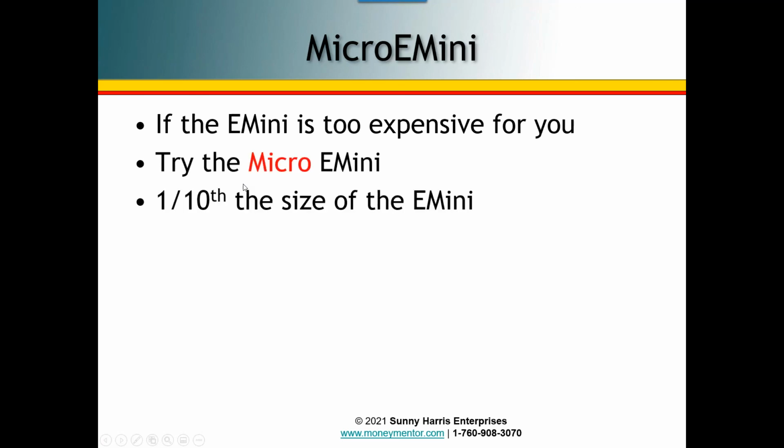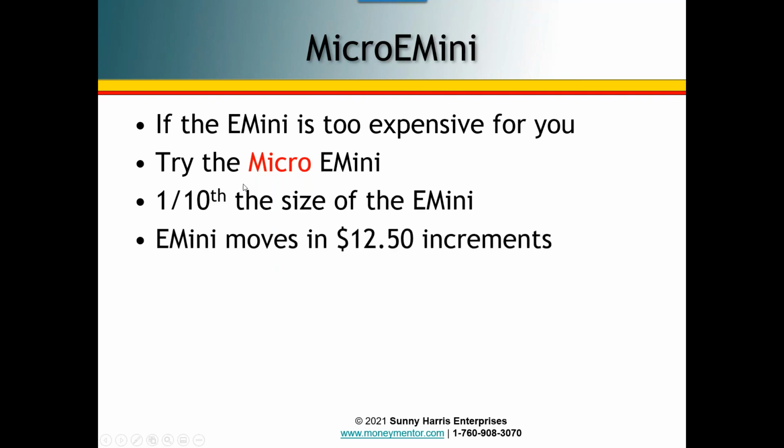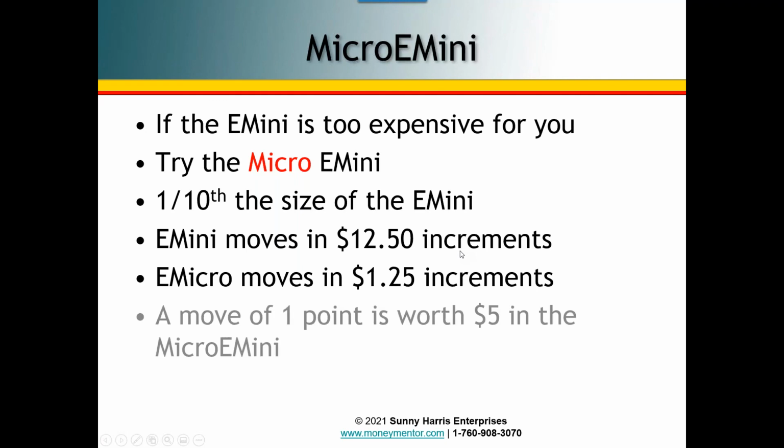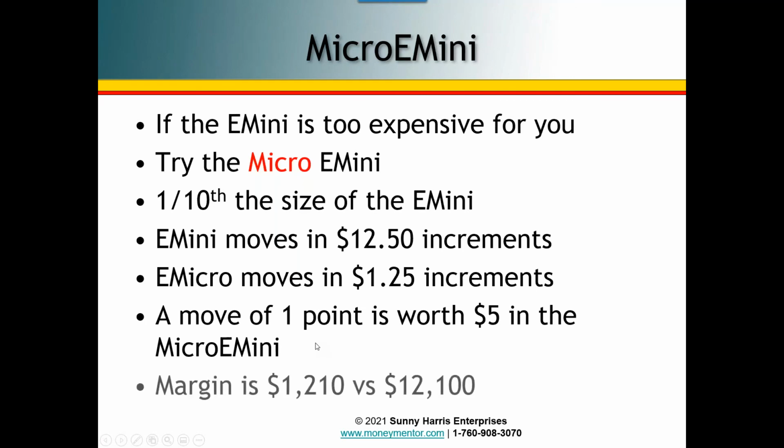So try the micro. It's a tenth the size of the E-mini. The E-mini moves in $12.50 increments, so every tick is $12.50. The micro moves in $1.25 increments. So that's pretty cool because you don't have to lose as much money right up front. A move of 1 point is just worth $5 in the micro. So that's really an easy way to learn. Margin in the micro is $1,200 versus $12,000 in the E-mini itself.